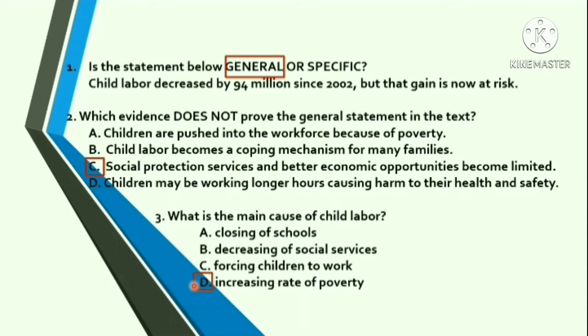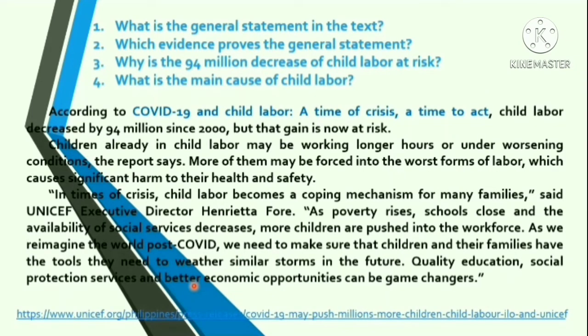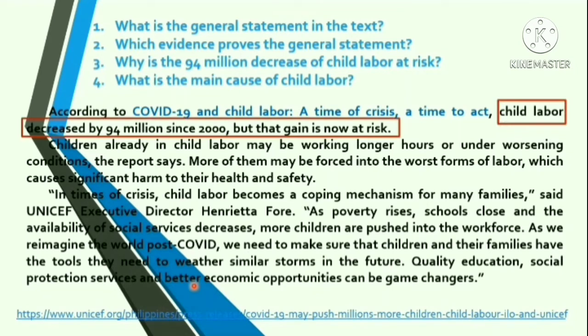Alright, to check for evidences, let's go back to the text. There. Child labor decreased by 94 million since 2000. That gain is now at risk. This is the general statement in the article. And what are the details that support that general statement? Okay, so this one, the second paragraph has the sentences here that support this general statement.